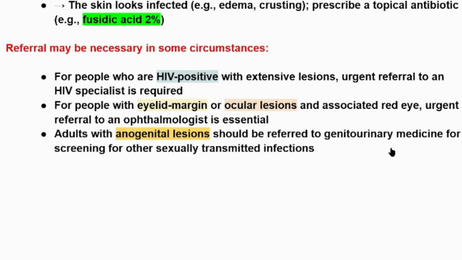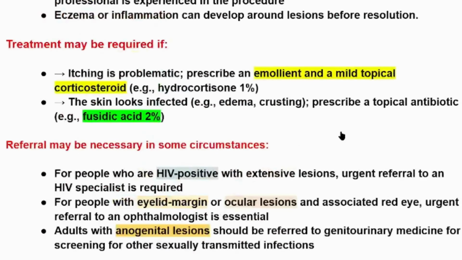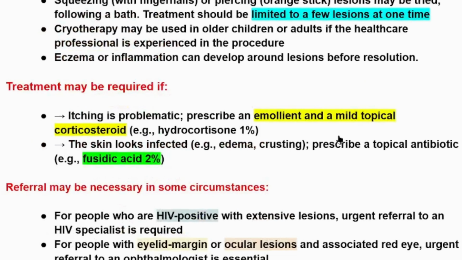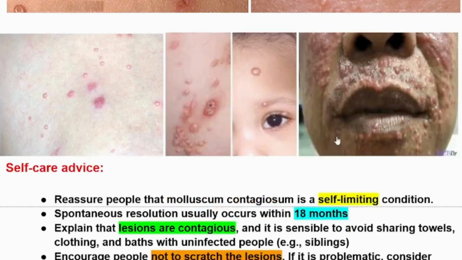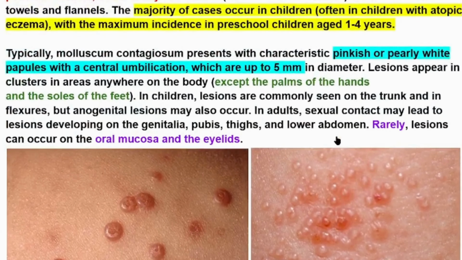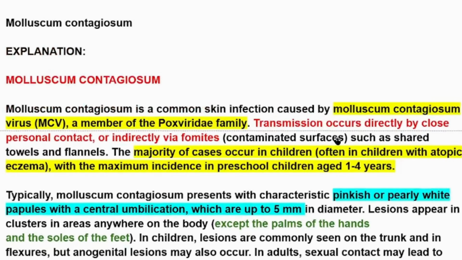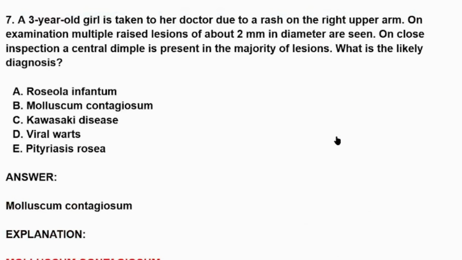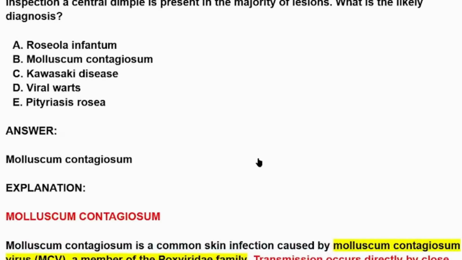Okay, this was a short explanation about the patient who was brought to the doctor because of rashes on the right upper arm, but on examination we noticed that the lesions are due to the Molluscum contagiosum virus.